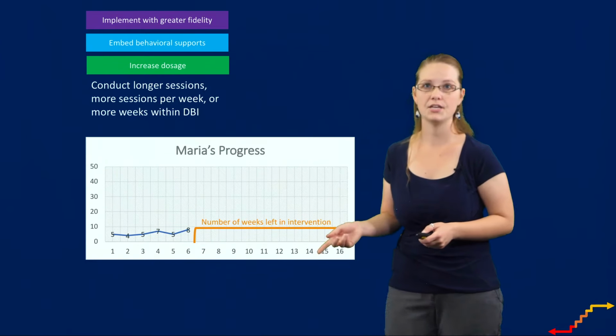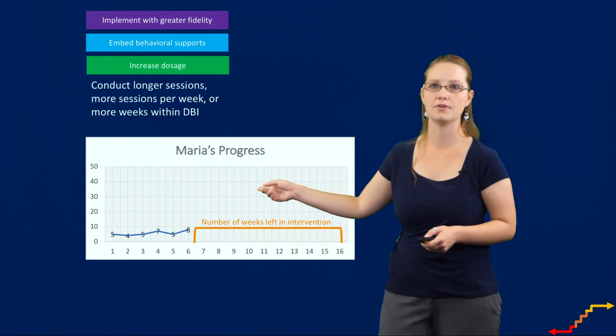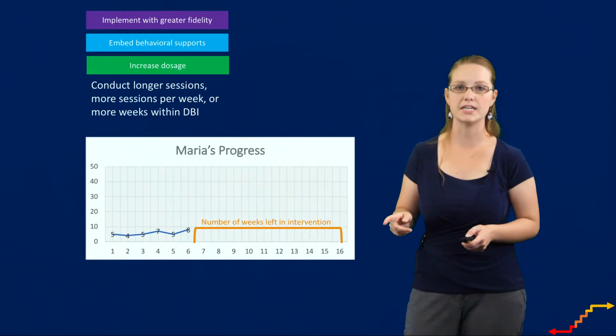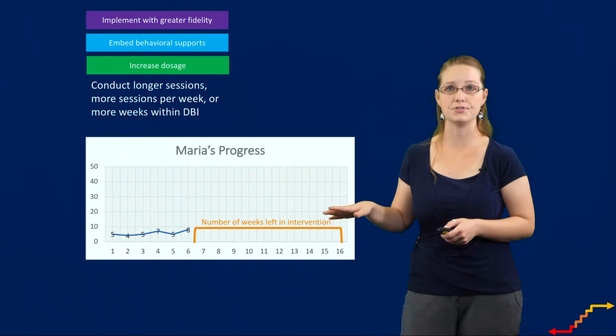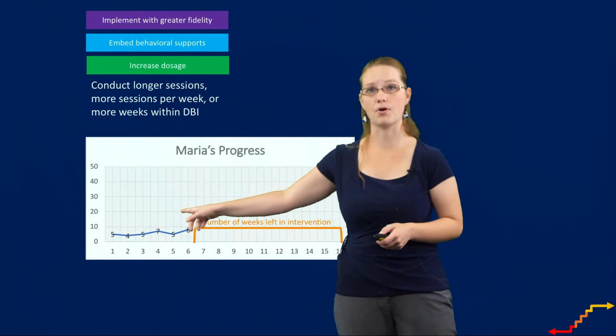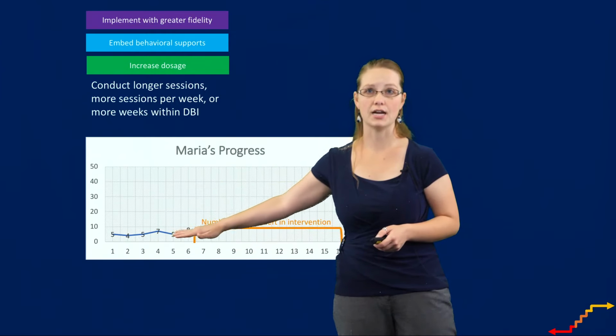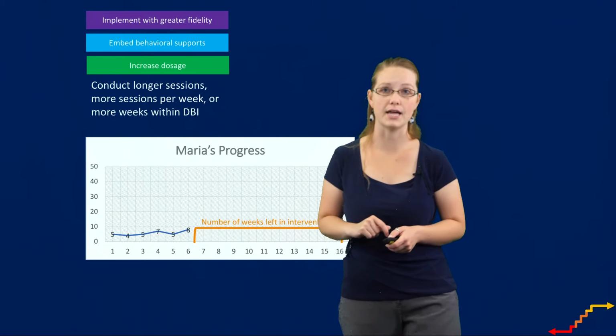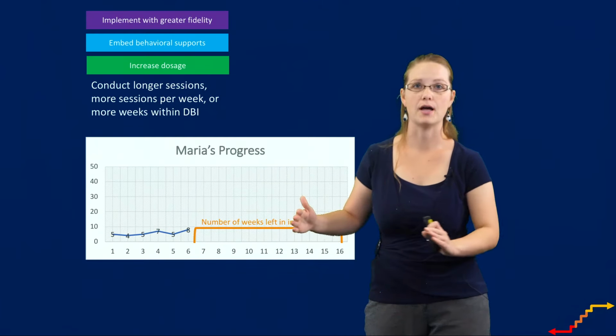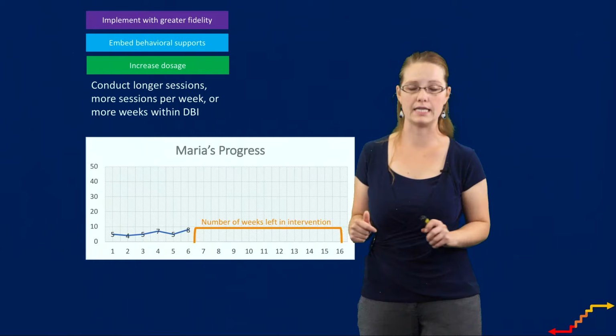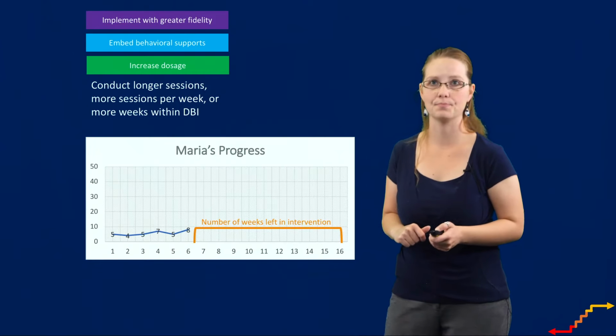And you can see here's an example of stretching the intervention for a longer period of time, because you can see Maria isn't really making the progress that we want her to. She's not increasing those scores like we'd like, so we just need to maybe elongate that time so she has more time with the intervention.